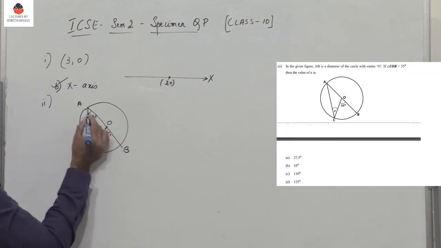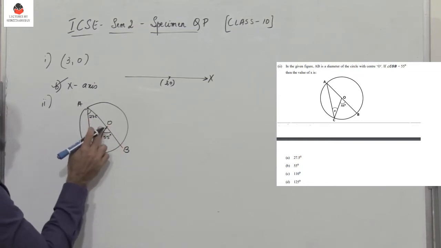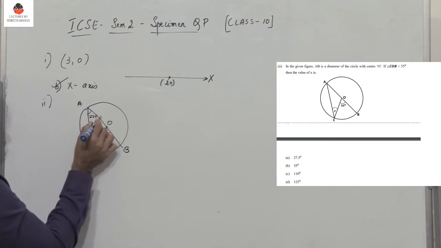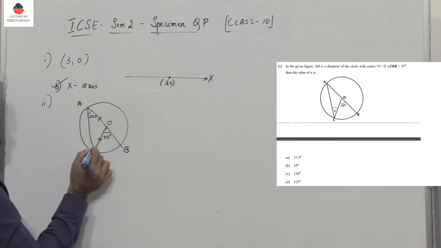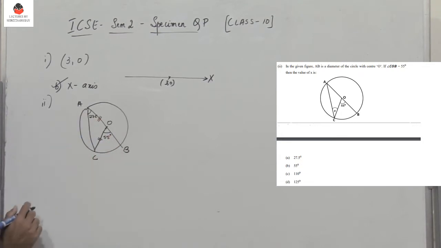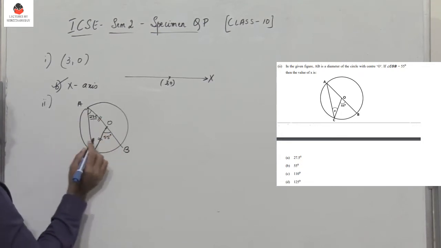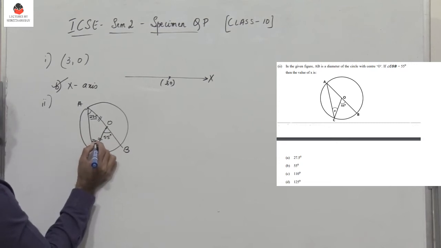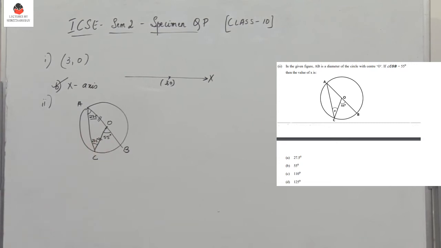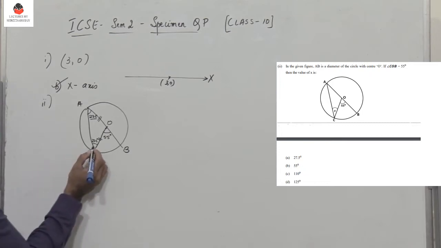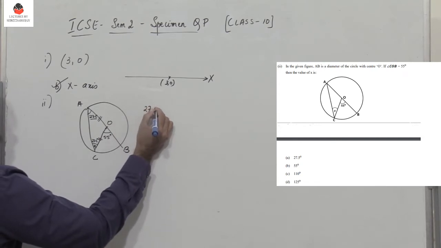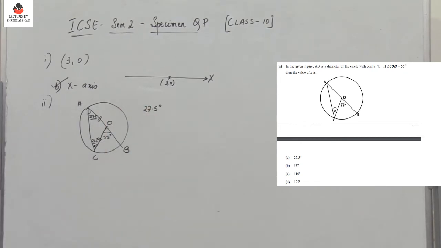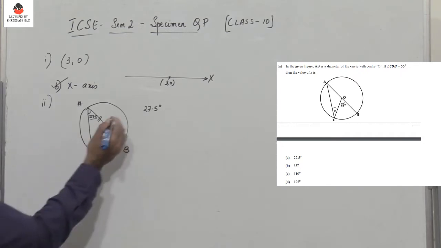Now observe that AOC is an isosceles triangle with AO and OC being the radii of the circle. So if this is 27.5, this angle also will be 27.5 degrees. What is required is to find the value of x. So this is x, we need to find the value of x. So x is 27.5 degrees. And the right option is option A. So this corresponds to option A.